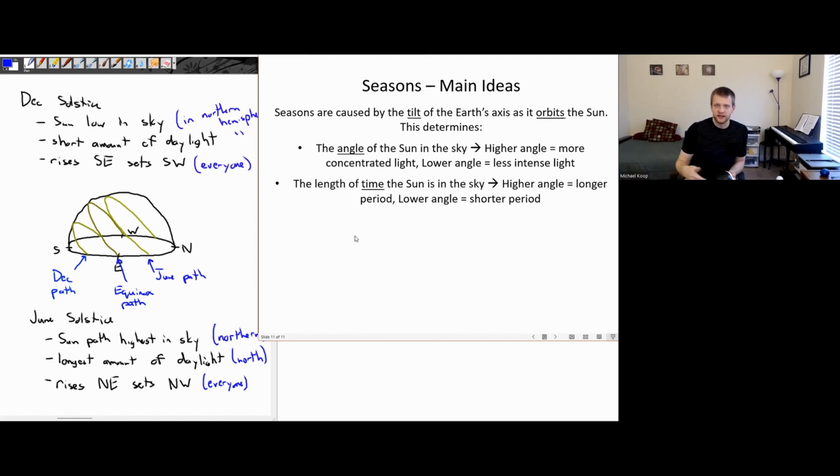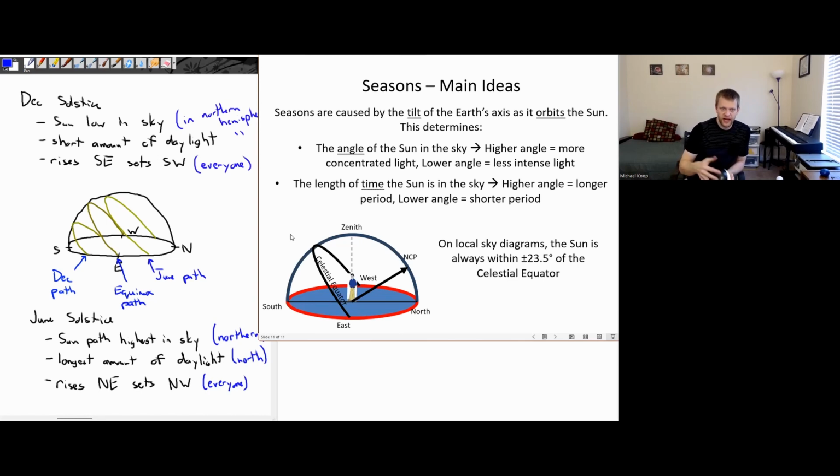It also affects the length of time that the sun is in the sky for. Notice that the length of this path for June that the sun takes across the sky is a lot longer than this path that it takes in December. If it's a longer path along the sky, it's going to be in the sky for a longer amount of time.